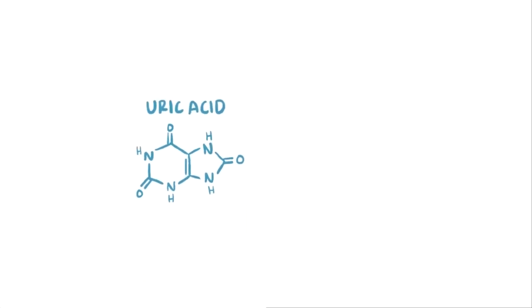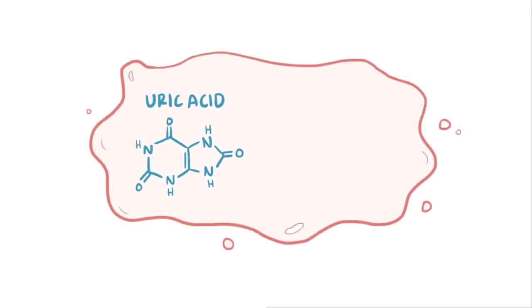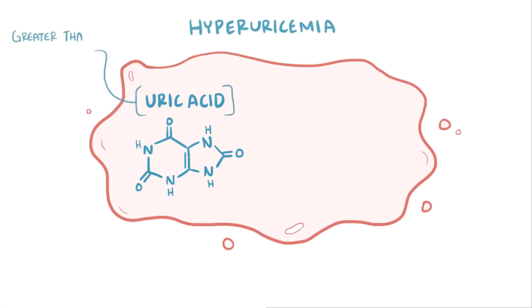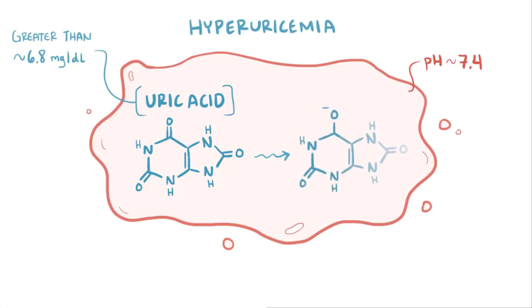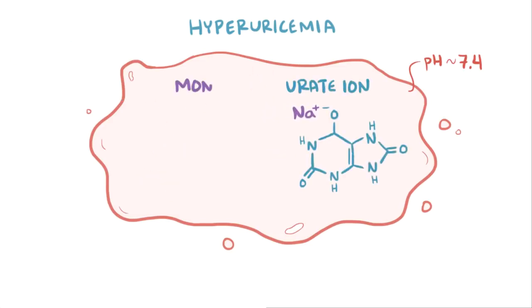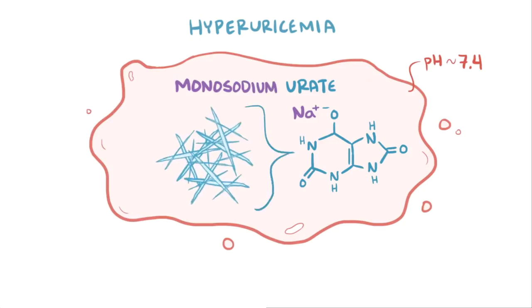Uric acid has limited solubility in body fluids, though. Hyperuricemia happens when levels of uric acid exceed the rate of its solubility, which is about 6.8 milligrams per deciliter. At a physiologic pH of about 7.4, uric acid loses a proton and becomes a urate ion, which then binds sodium and forms monosodium urate crystals.